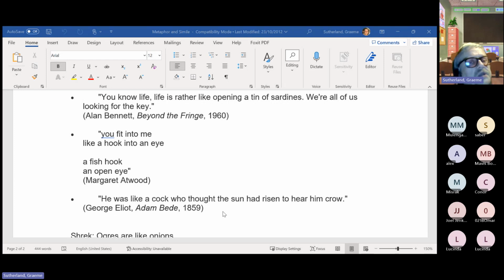Cocks tend to walk in a rather haughty fashion, don't they, with their heads up, and they command all the chickens around them, all the lady chickens around them. But she's given us what to think. She says he's like a cock who thought the sun had risen to hear him crow. Now, if the cock thinks that, what sort of personality is she ascribing to the man that she's talking about?